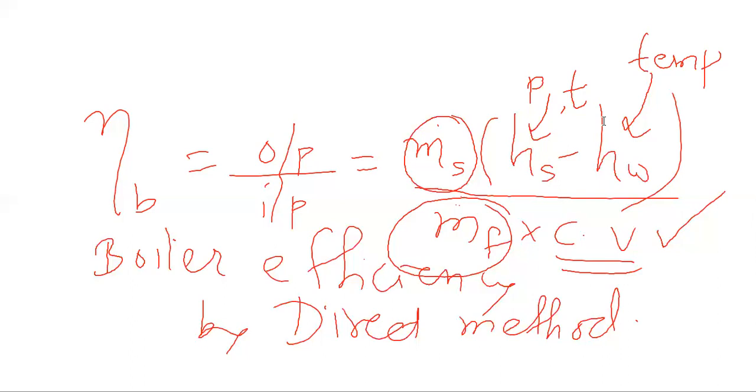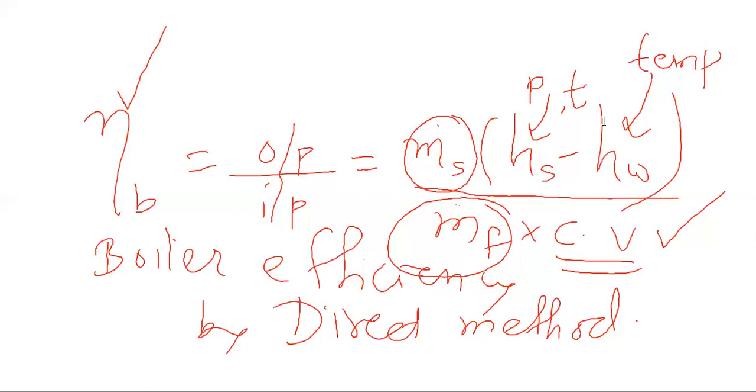You need to take the fuel consumption reading, the water consumption reading or steam generation reading, you need to measure the temperature of the water, and the pressure and temperature of the steam. Only these few readings will help you calculate the boiler efficiency. And this is the advantage of the direct method of boiler efficiency.